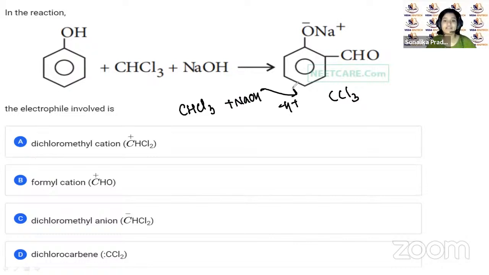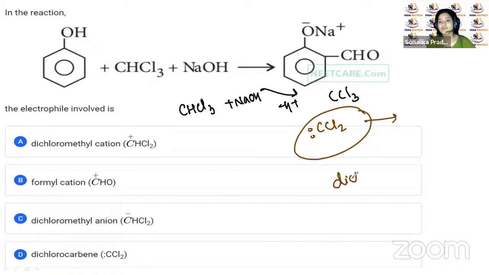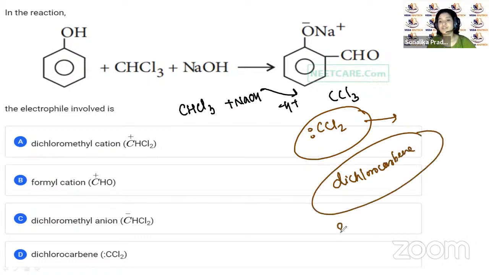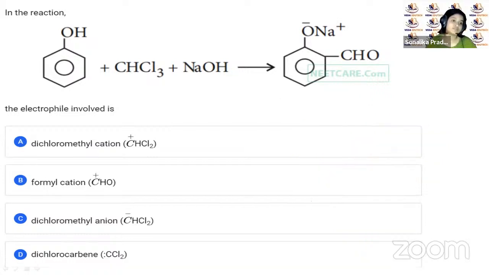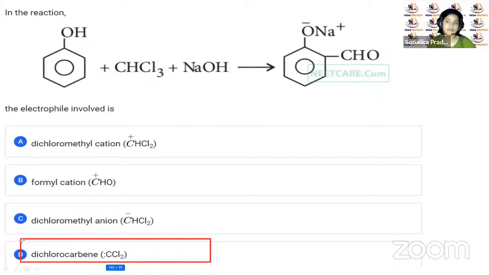Then there will be an alpha elimination and you are going to get CCl2, which is nothing but a carbene. So this is your dichlorocarbene, which is your electrophile. Okay. So which one is going to be your correct answer, children? Your correct answer is going to be option B. Right? Okay.